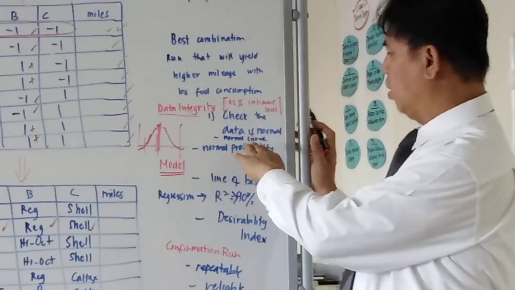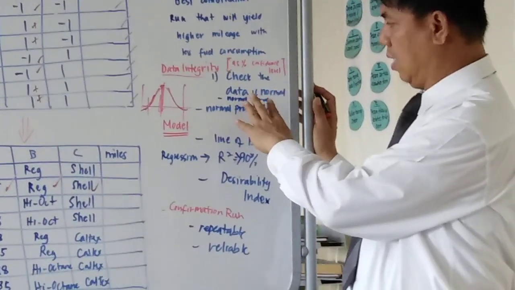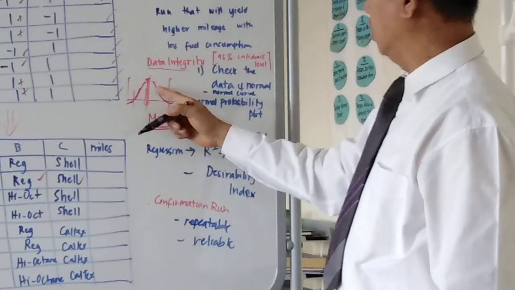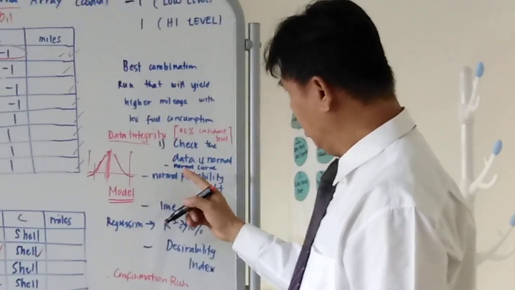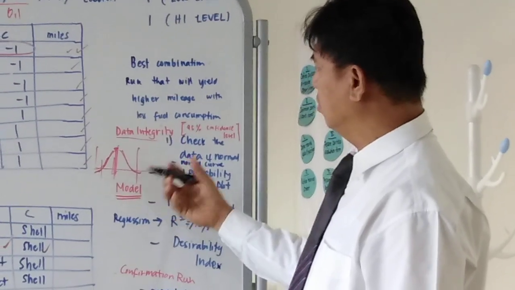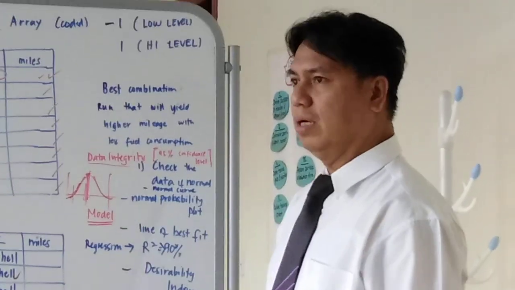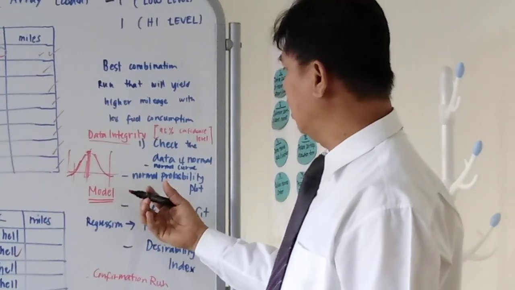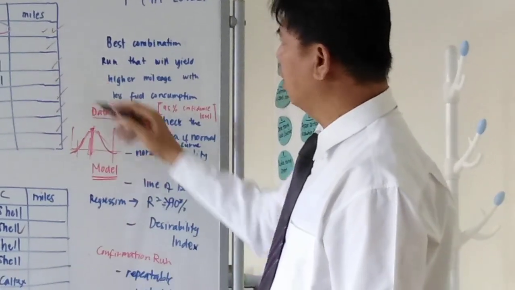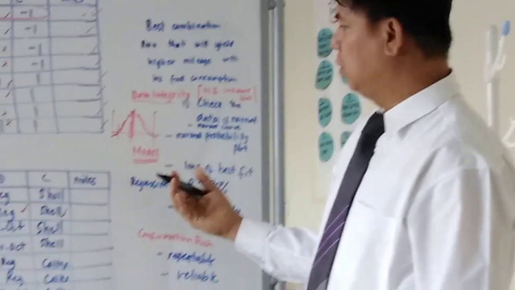So we can use the normal probability plot test and this normal curve, right? And then we have to have some kind of replicates to eliminate the variation and to put more integrity to the data. So we can have 1 or 2 replicates.